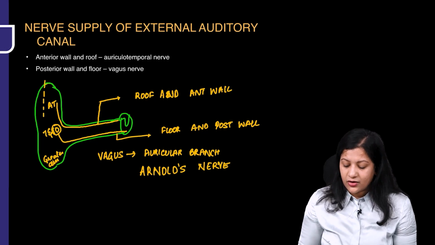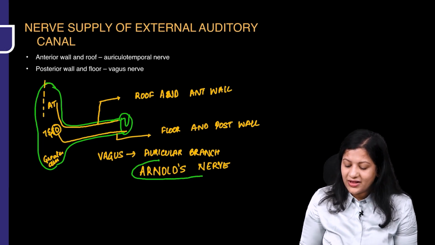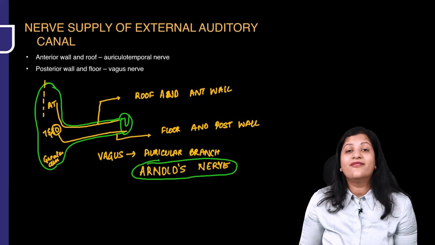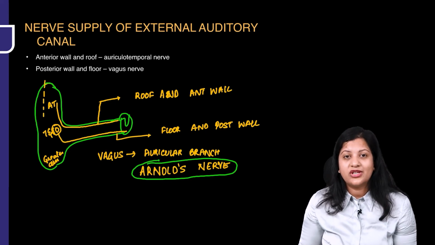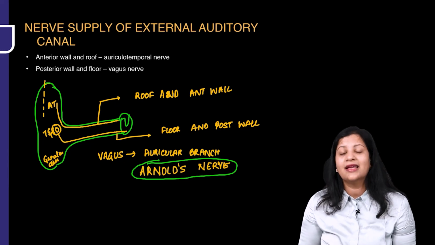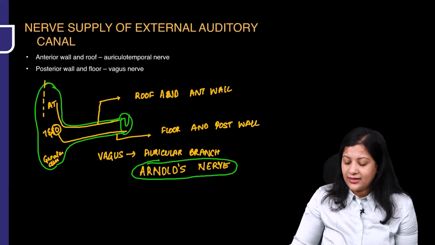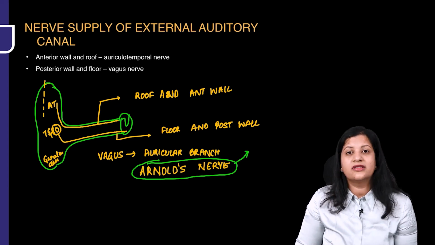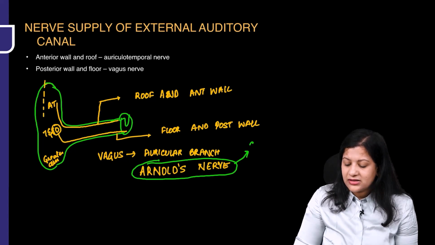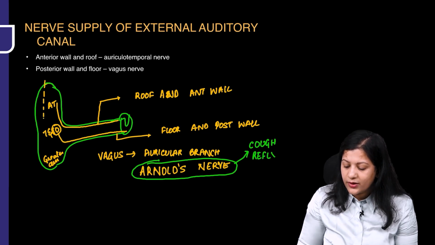Now, since Arnold's nerve is supplying the floor of the external auditory canal, whenever you're doing a procedure in the canal, like probing, removal of wax, or foreign body removal, what can happen? Can there be stimulation of Arnold's nerve? Yes. So whenever there is stimulation of Arnold's nerve, this can cause a reflex which is called the cough reflex. So what reflex will it cause? It will cause a cough reflex.